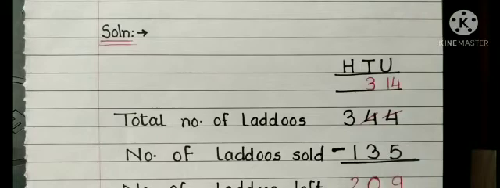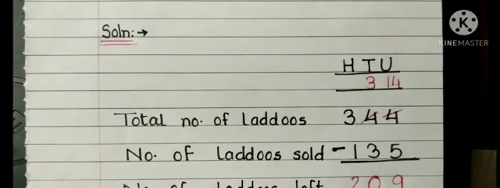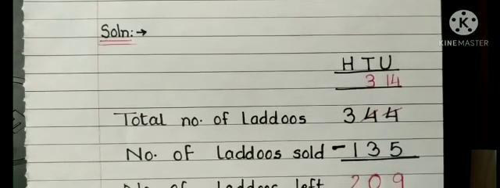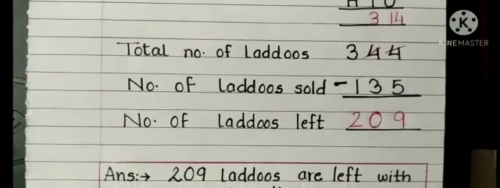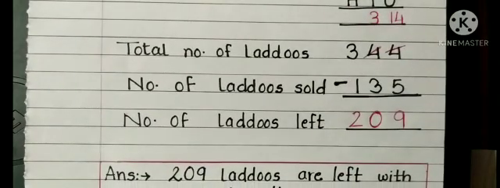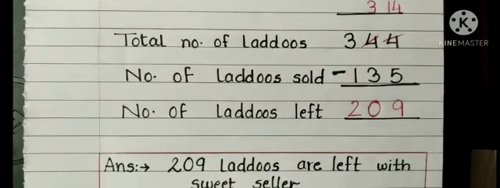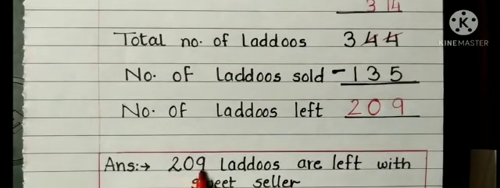So the number of laddus left is 209. And in the last, you have to write the answer like this. You will make a box like this and write the answer. 209 laddus are left with the sweet seller.